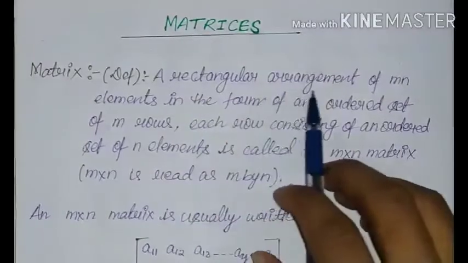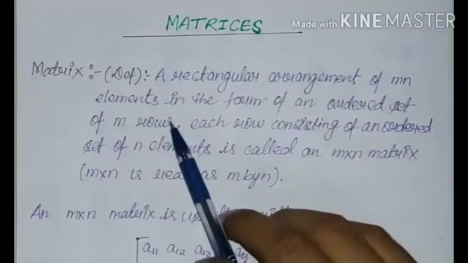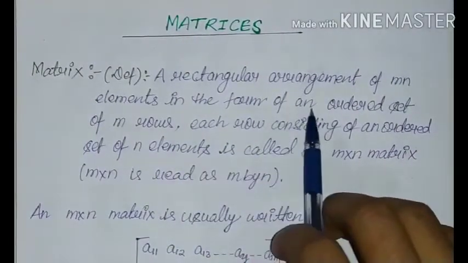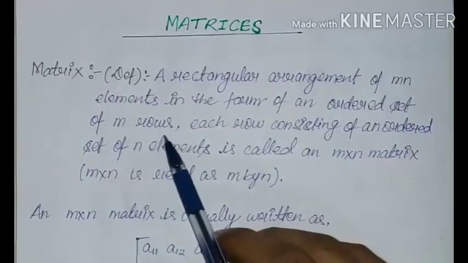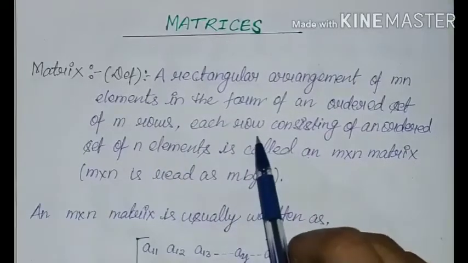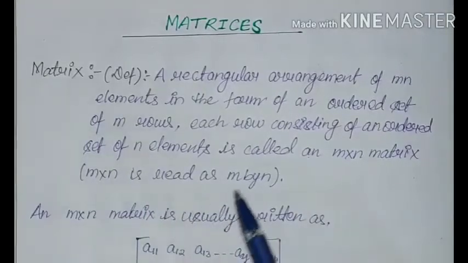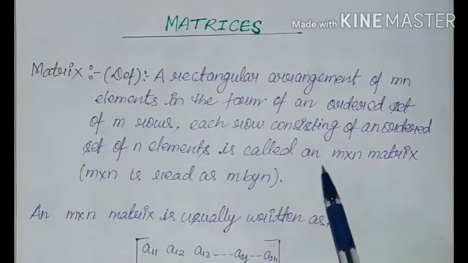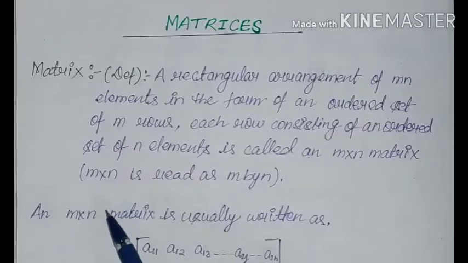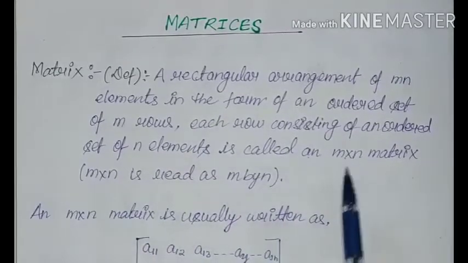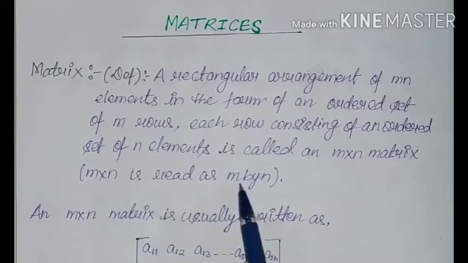A rectangular arrangement of mn elements in the form of an ordered set of m rows, each row consisting of an ordered set of n elements, is called an m by n matrix. Here m cross n is read as m by n.